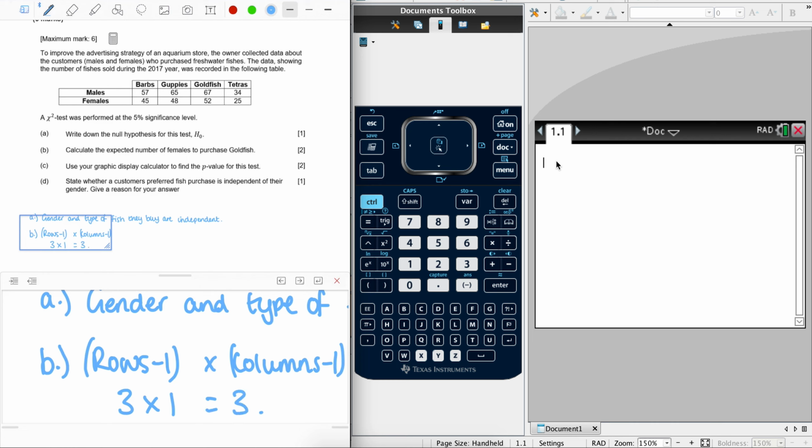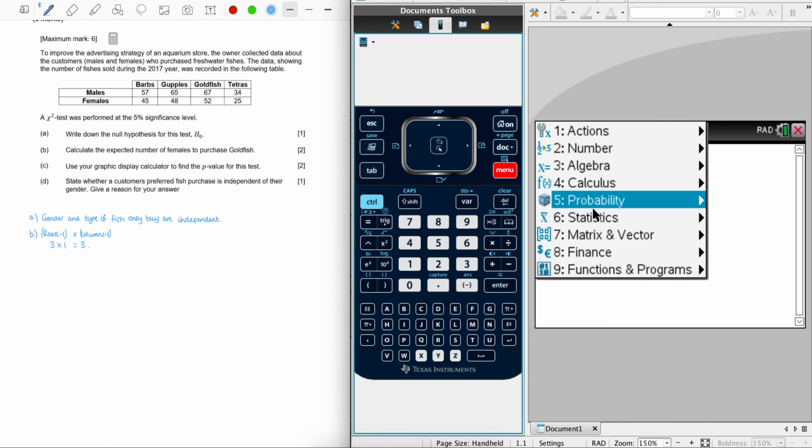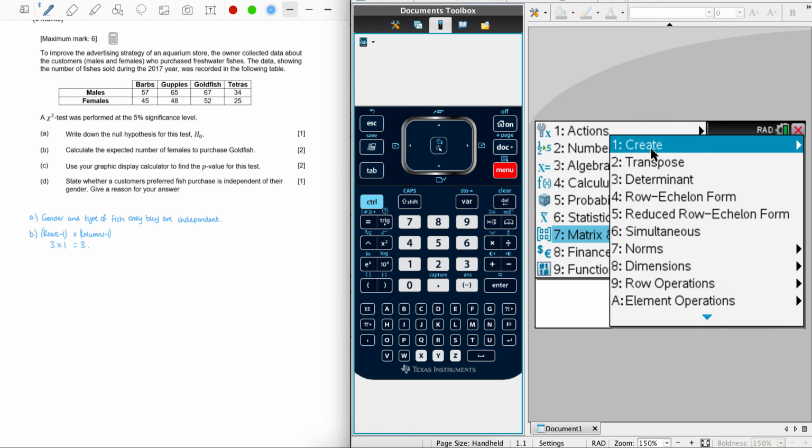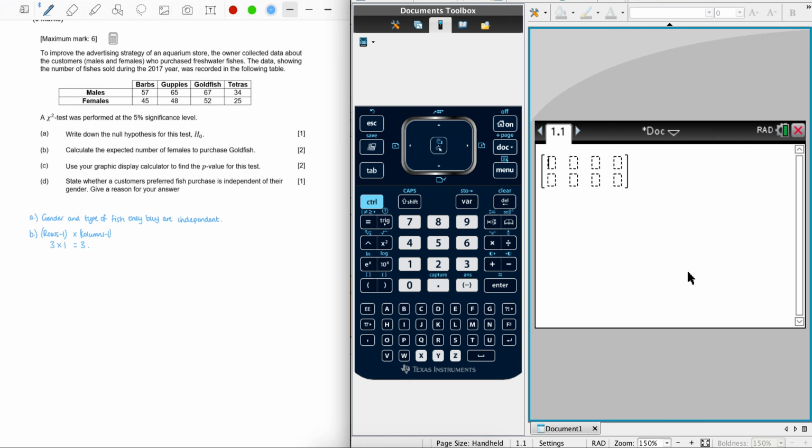And then part C, we're using the graphic display to calculate the value of the p-value for the test. So we're going to go to our GDC and input the data that we've got. So it's menu, matrix and vector, create matrix. So this is us just putting in the data. So we've got 2 rows and 4 columns. And my data is 57, 65, 67, 34, and then I've got 45, 48, 52, and 25.